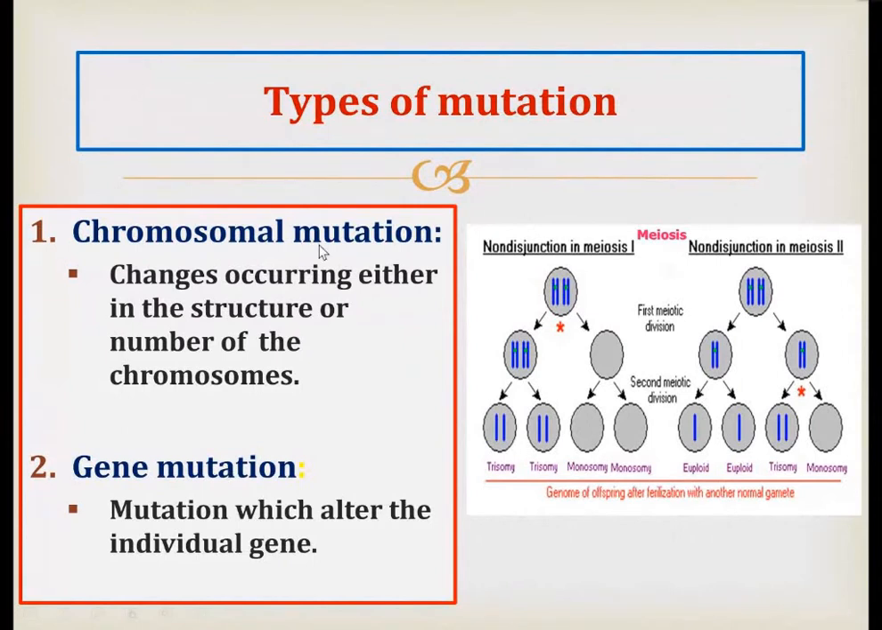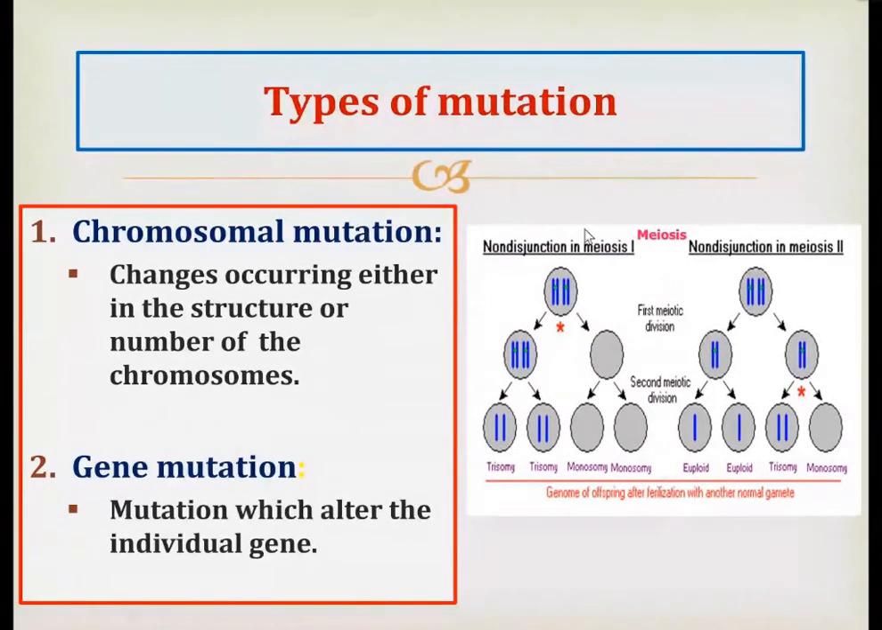Chromosomal mutations are changes occurring in the structure of the chromosome. Either the structure of the chromosome can be altered, or the number may increase or decrease, or the structure may change. That is known as the chromosomal mutation. Now in the next class you'll learn about the structural abnormality and the numerical abnormality in the chromosome. Right? The next class will be taught by Robita ma'am.